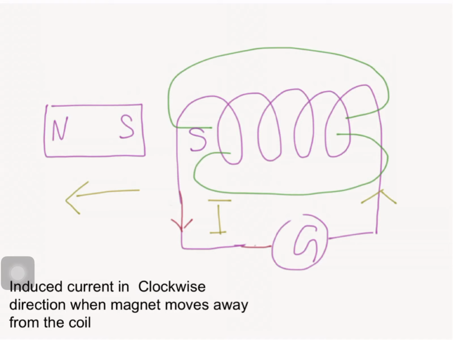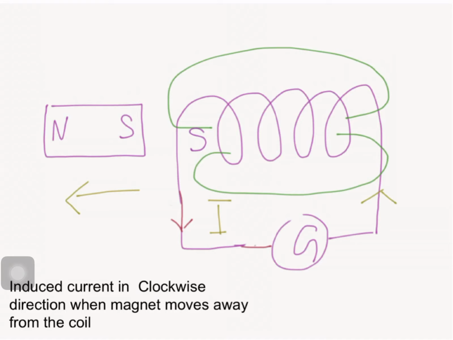So, if the bar magnet moves away from the coil, what happens? The south pole associated with the induced current faces the north pole. Now the north pole and south pole face each other, and unlike poles attract each other. Due to the attractive force between the north pole and the south pole, the movement of the bar magnet is opposed. So finally the induced current in the coil flows in clockwise direction.